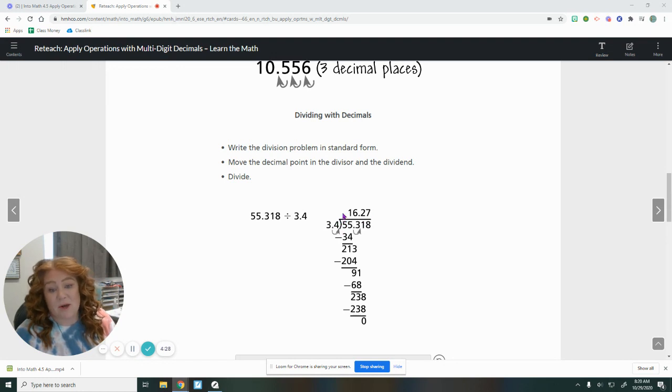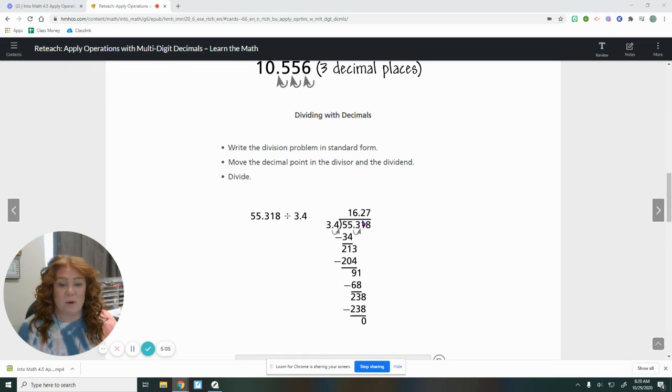So 34 cannot go into 5, but it goes into 55 one time. 1 times 34 is 34. Subtract is 21. 21 should be smaller than what you divided by. If I ended up with 35 when I subtracted, that would tell me I needed more groups up here. Bring down the 3. 34 into 213 was 6. 6 times 34 is 204. Then we subtracted, and that's 9. 9 is smaller than 34. Bring down the 1.